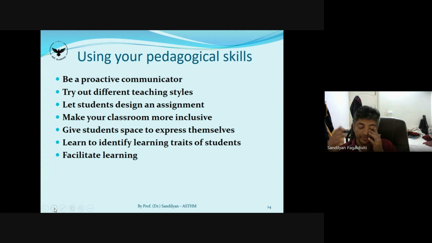Give students space to express themselves. Let them be free to communicate. Let them not have fear. Be approachable, be friendly, but don't become a friend. Be friendly, be approachable.